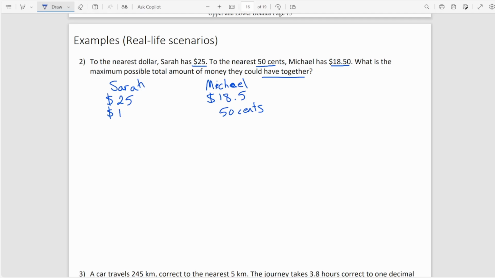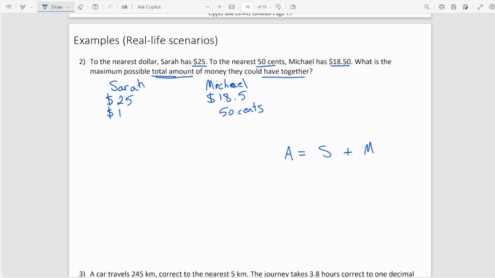Okay, so if you remember, when you have the same unit and it's being rounded, so we have $25 being rounded to the nearest dollar, then the unit of round is just 1. Whereas for Michael, we don't have the same unit. So either these dollars have to turn into cents, or these cents have to turn into dollars. Now, while we're at it, we're being asked for the total amount of money. The total amount of money will be basically amount is equal to Sarah's money plus Michael's money.